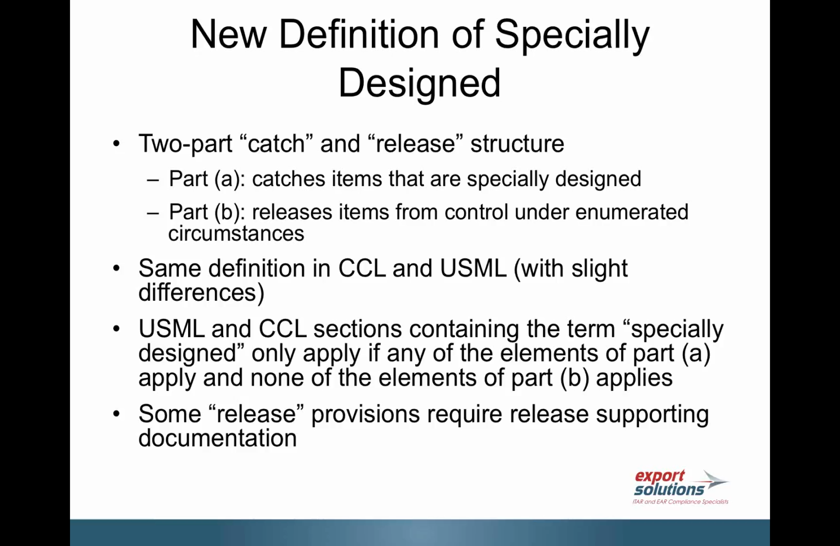Both USML and CCL sections that contain the term "specially designed" only apply if any of the elements of Part A apply and none of the elements of Part B apply. So if it's caught, it'll be caught by one thing under A, and if it's released, it would be by anything in Part B as well. Some release provisions require release supporting documentation. So be advised that if you're self-classifying something and using this catch and release structure, you want to document it very, very well. This way, if you did make a mistake, it's looked upon as a mistake, not a willful violation. So those kinds of rules, those best practices, will always still exist.